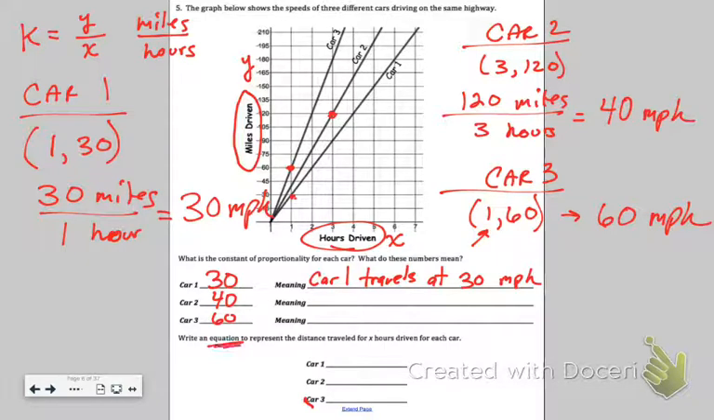Now we want to write an equation. For writing an equation, I want to do y equals my constant, or k, times x. Y equals kx. So for car 1, I wind up with y equals 30x. For car 2, y equals 40x. You guys figure out car 3 on your own. All right, that's it for number 5. I'll pause for a second to let you copy it down, and then we'll move into number 6.